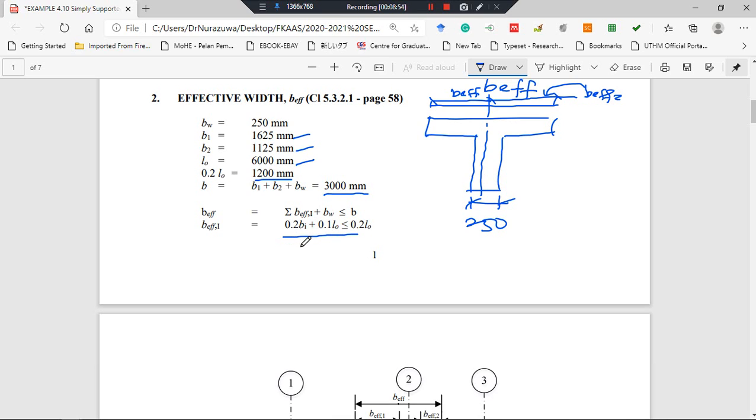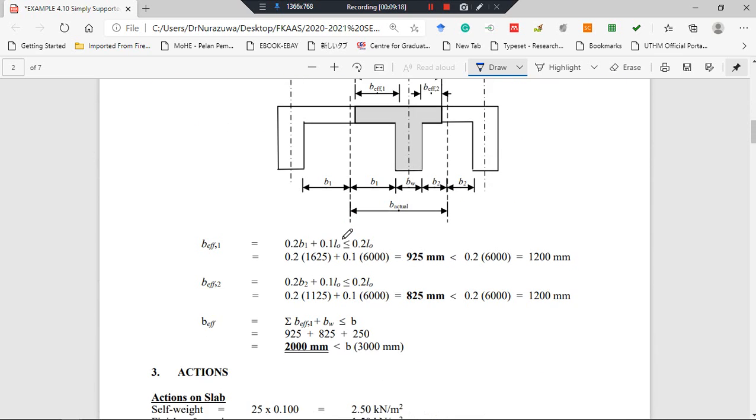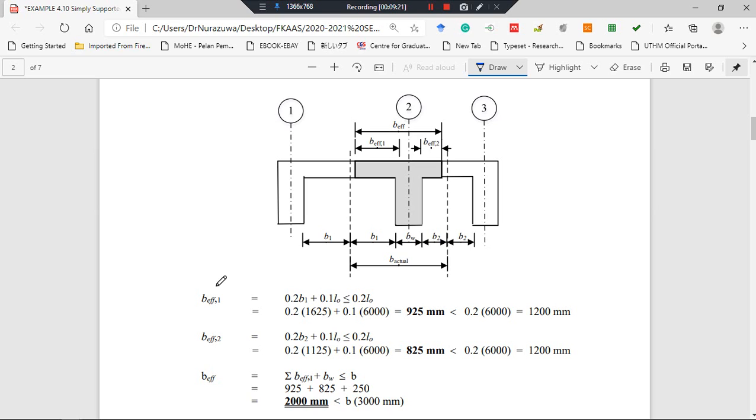So the B1 here is 1625, and the 0.1 multiplies with this LO. Our LO here is 6000, and you need to check this answer. So this outcome needs to be compared with the 0.2 LO. Okay, so the answer is 925 millimeter.